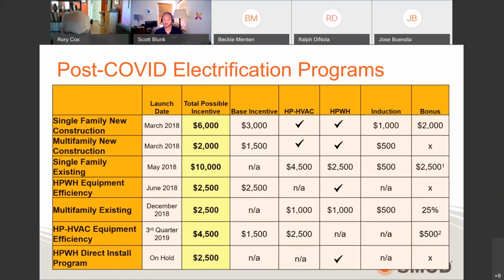So this is where we're going to land when programs open back up next year. Like I said, we still have a single-family new construction and multi-family new construction program operating. The single-family existing program is kind of mixing, but we still have a heat pump space heating program going on, and then the water heating. This is where we're going to come back.